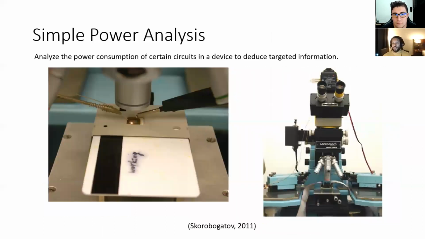Again, simple power analysis, we're looking at the change in power over time. If a certain function is successful, like a password has been authenticated, then the power analysis or the power curve may be different. And so if we can get a footprint of that, we'll know when a certain action has succeeded or not succeeded and know what to do next in our side channel attack.